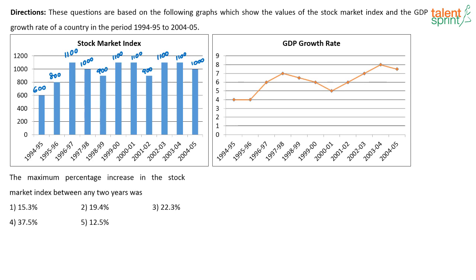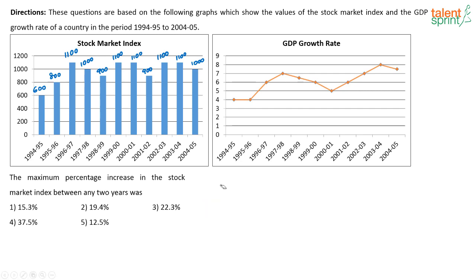Let's write out what is given here. The maximum percentage increase in the stock market index between any 2 years is dash. So maximum percentage increase in the stock market index. So here where all has the increase been? This bar graph represents the stock market index. Here it is 600, it has become 800. So there is an increase of 200, right? So 2 by 6, correct? Here if you see, it is 600, it is 800. So 200 divided by 600 into 100, or 2 by 6 is 1 by 3, which is 33.33%.